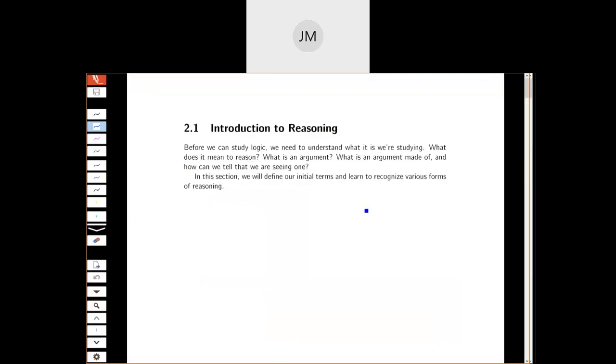So the unit that we're looking at here is logic. And out of everything that we do in this class, this is going to be the one that will probably most feel not like a math class. In particular, you're not going to use your calculator much, or if at all, and we're not going to do a lot of solving equations.